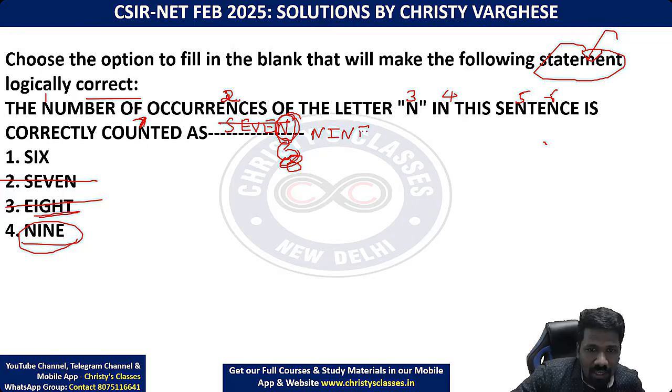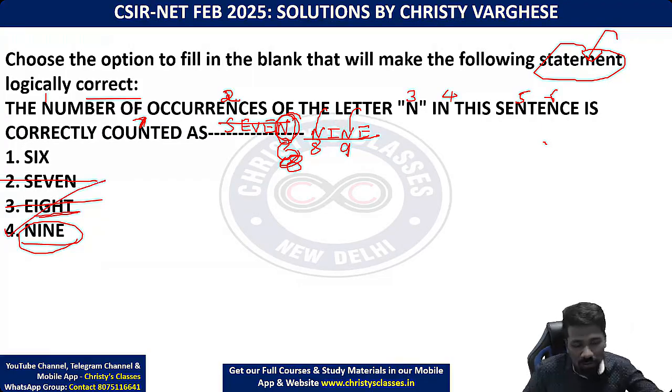N-I-N-E. N-I-N-E. This n is the 8th n. This n is the 9th n. That will make the statement correct. If we enter 9, the 2 n's in 9 will make the statement correct. So option 4 is the correct answer.